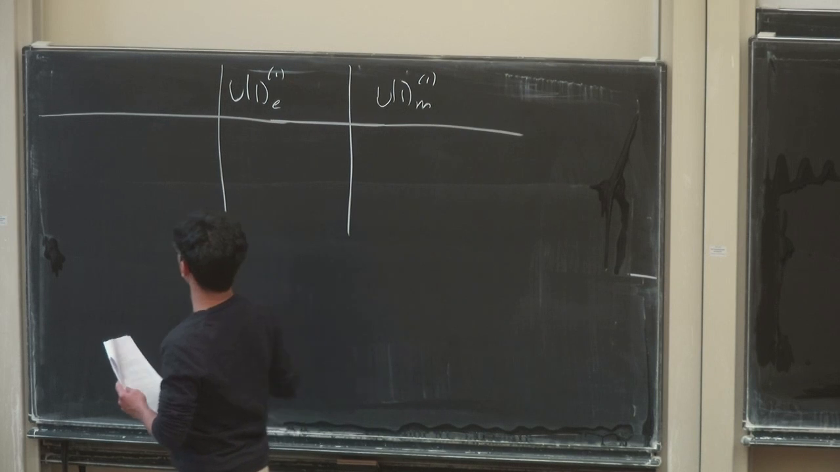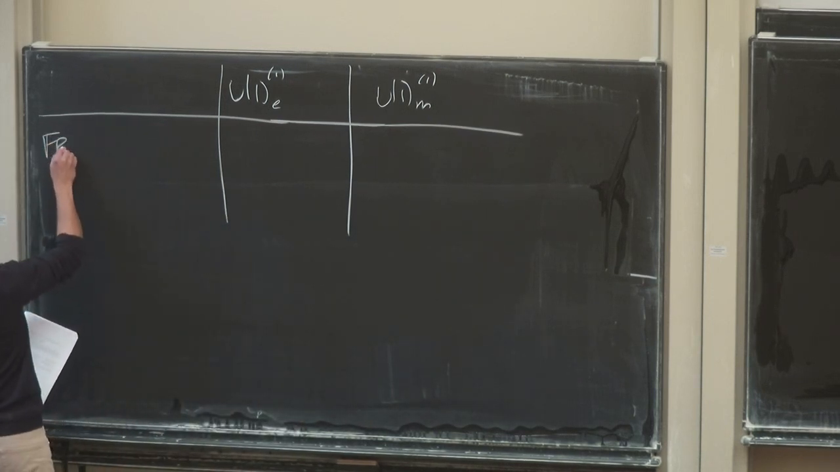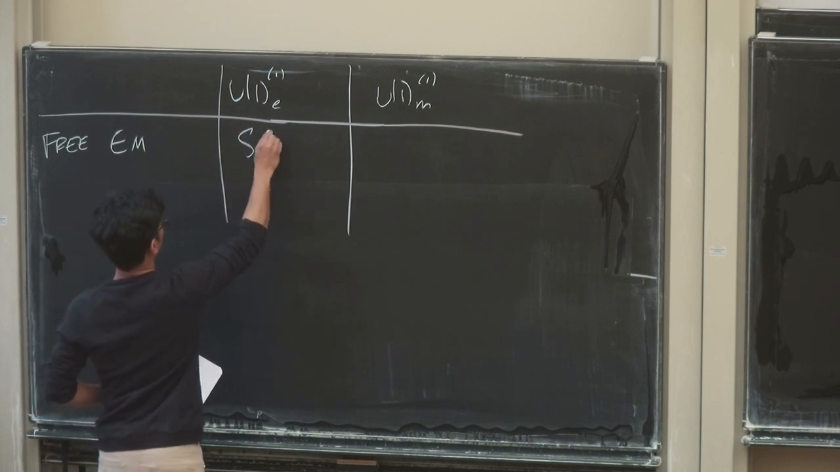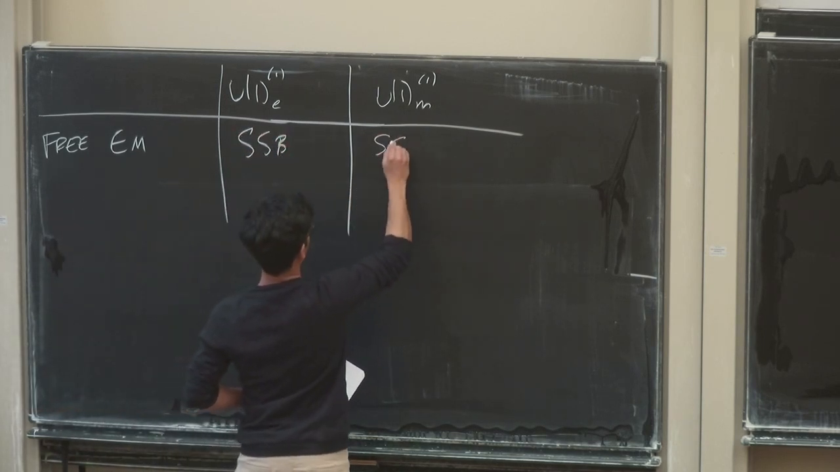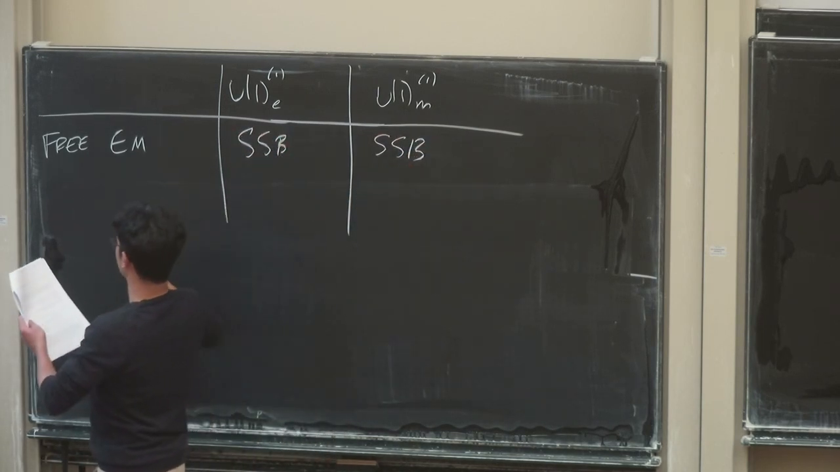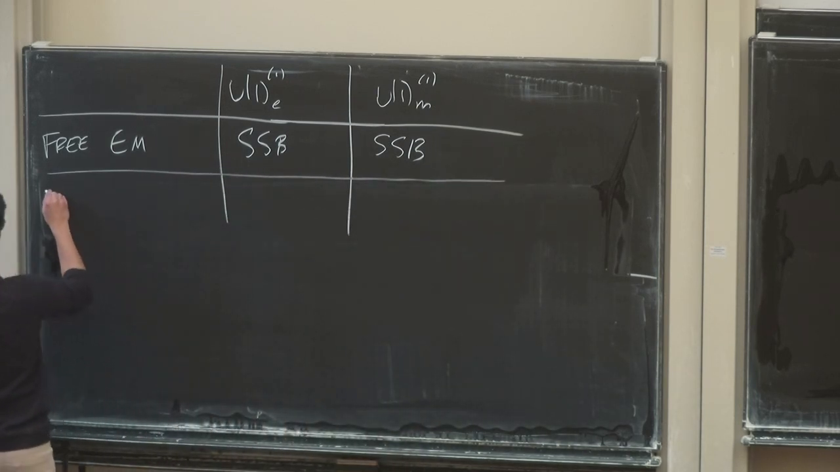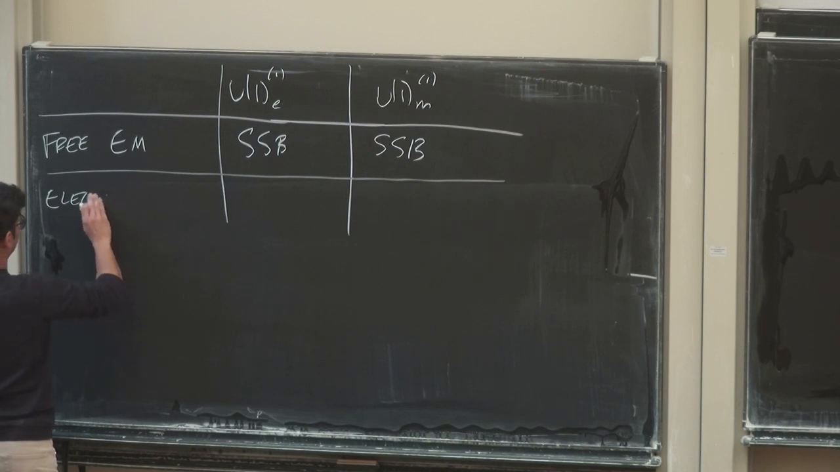So there are two one-form symmetries present. The first theory we talked about was free E and M. In that case, these were both spontaneously broken, as we saw today. Next, we talked about having electrically charged matter. So this is the scalar field example, electric phi.